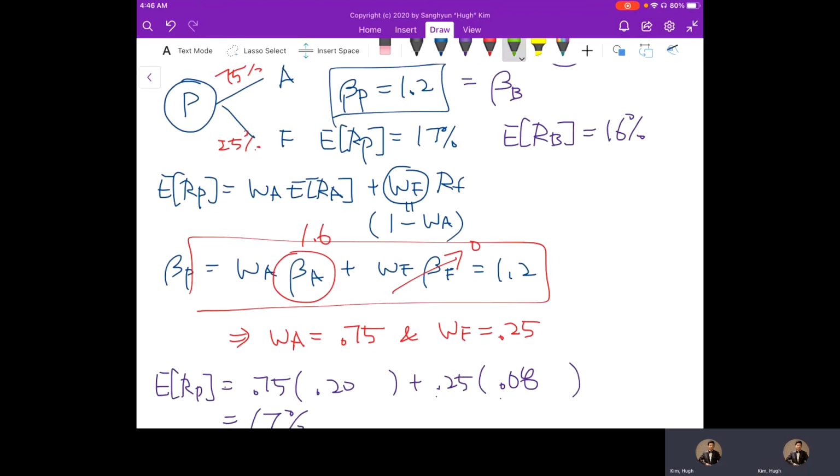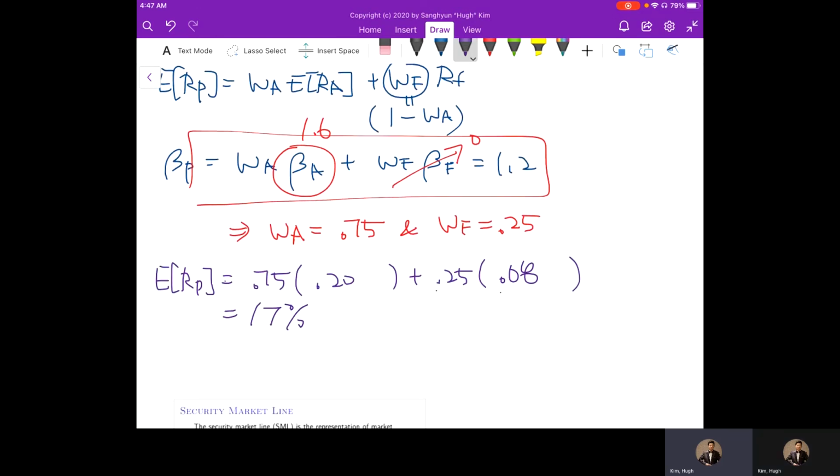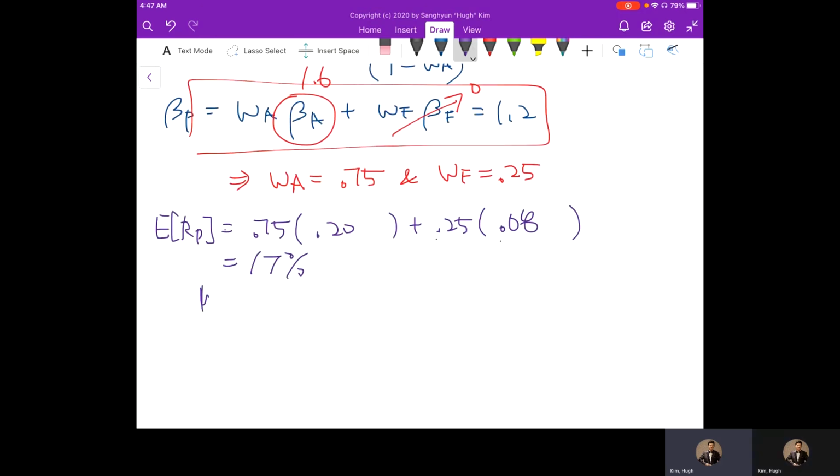So as you can see here, the portfolio P has the same beta as the asset B, but portfolio P has higher expected return than asset B. So you would rather invest in portfolio P, so hence you want to invest in asset A instead of asset B. So what will happen in equilibrium is that investors will buy asset A and sell asset B because asset A is more attractive than asset B.